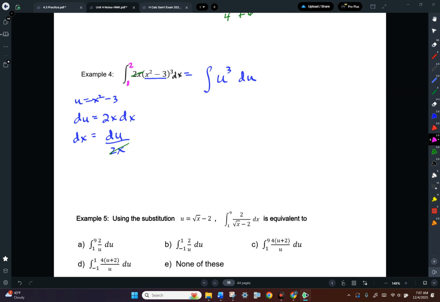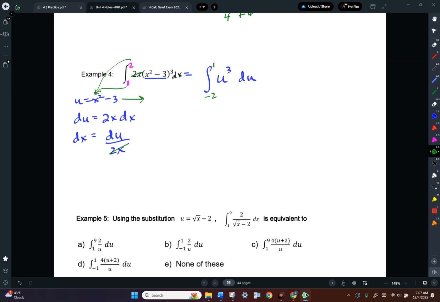So you might be saying to yourself, how do I get u boundaries? Well, look right here. This is the definition of u. If x is 1, then wouldn't u be 1 squared minus 3, which is negative 2? And if x is 2, wouldn't u be 2 squared minus 3, 4 minus 3, which is 1? Now, this is proper notation because I have u variables and u boundaries.